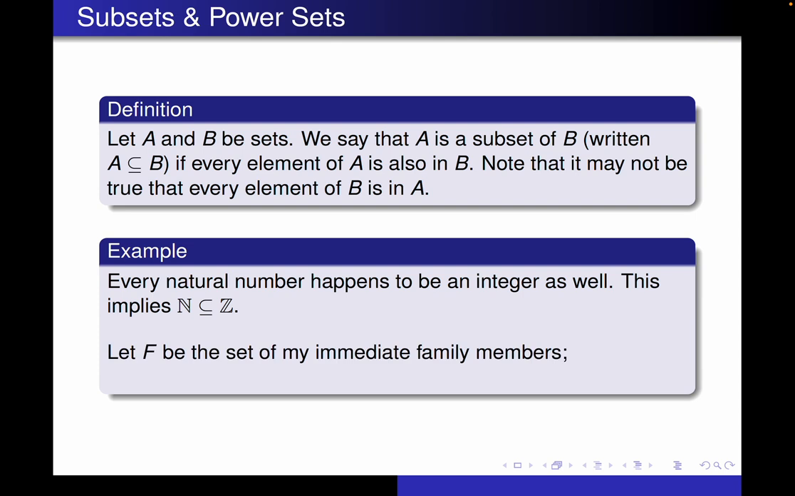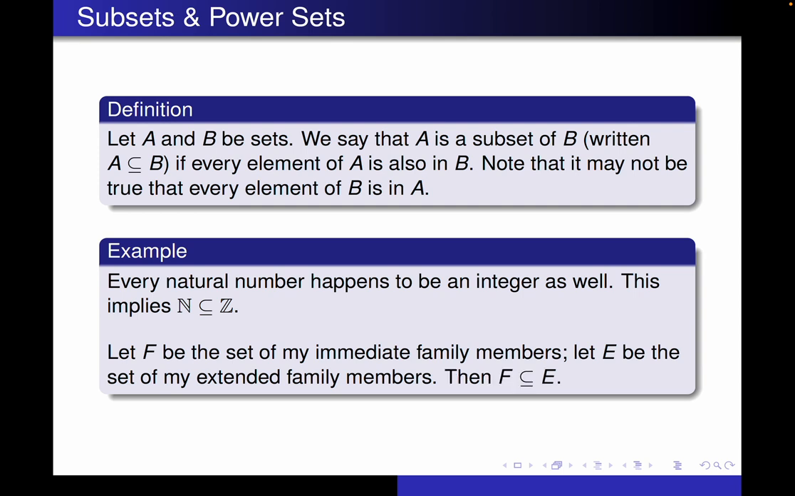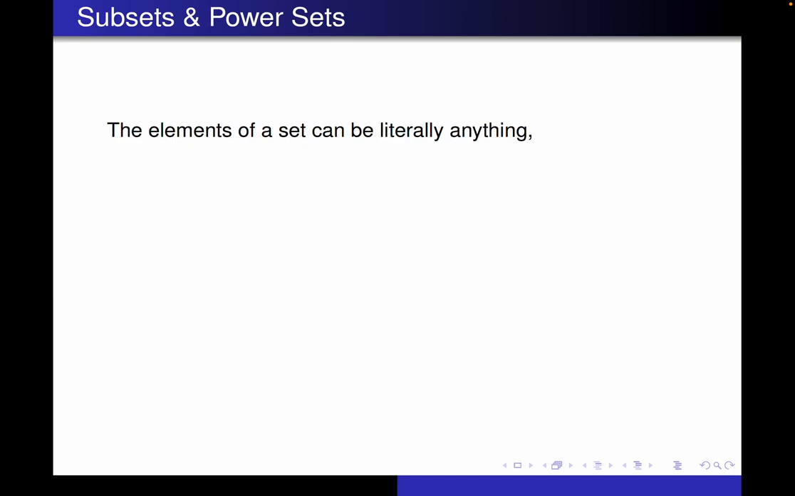If you look at F as being the set of my immediate family members, as I described before, and if you let E be the set of my extended family members, everybody in my immediate family is also part of my extended family. That means that F is a subset of E. And I want to emphasize very clearly that the elements of a set can be literally anything, even sets. All right? So that's a little bit hard to understand at the beginning, but we'll show you some examples.